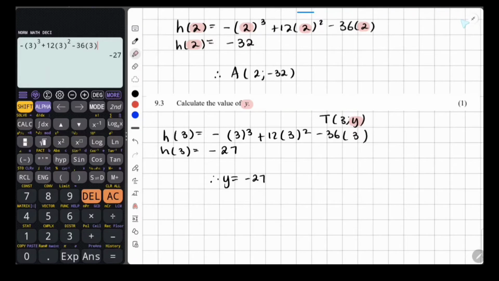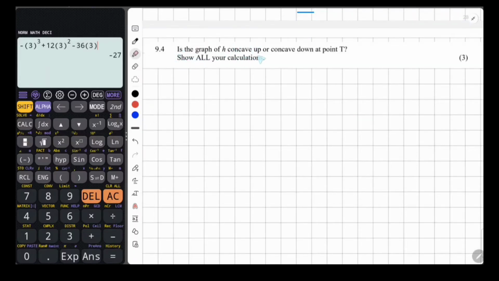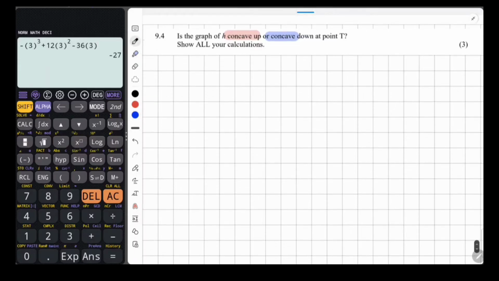Moving on to 9.4. 9.4 says, is the graph of h concave up or concave down at the point T? Show all your calculations. When we're speaking about concavity, let's look at what we have to look for when you're finding things about how the graph is concaved at specific points. If you have a cubic function, when you're looking for how it is concaved, it's just speaking about how it's curved. Like a parabola, you have two types of parabola, one concave up and one concave down. It's the same thing here.